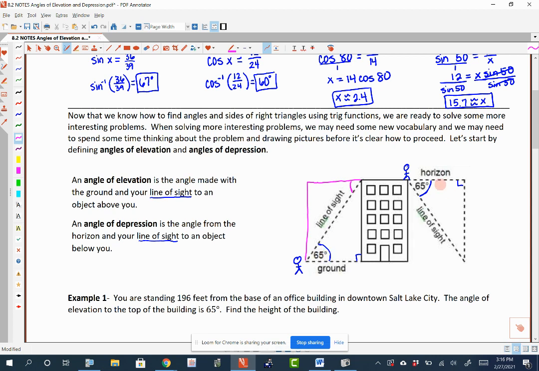Similar can happen with an angle of depression. If I create a right triangle, it would come down this direction. Alternate interior angles would be here and with this. So these alternate interior angles can be used. Sometimes a problem may tell you an angle of elevation, but you're trying to find an angle of depression, or vice versa. So we'll see how that comes into play in a problem in just a second.